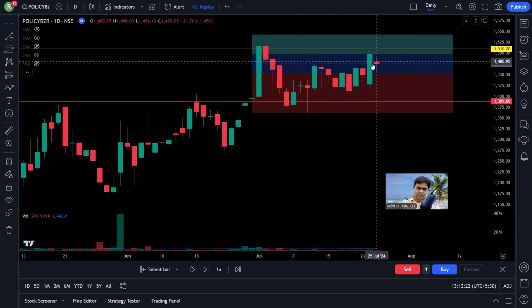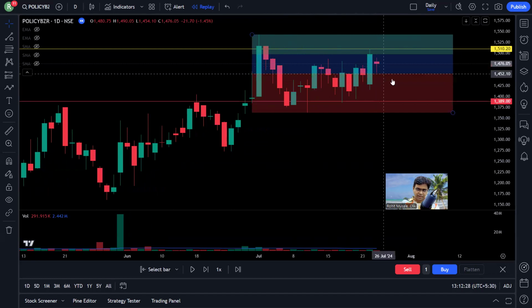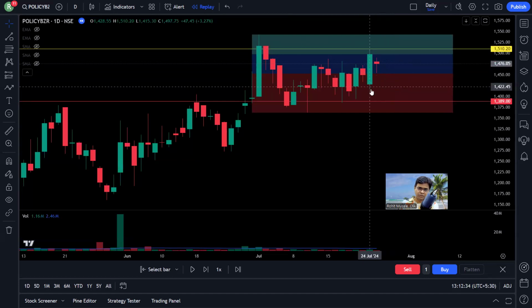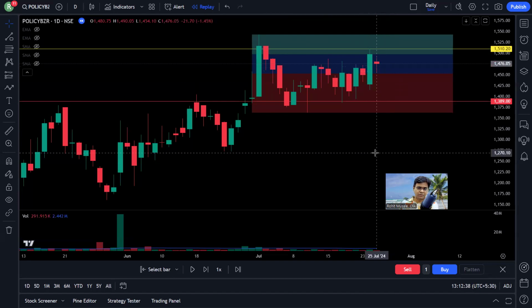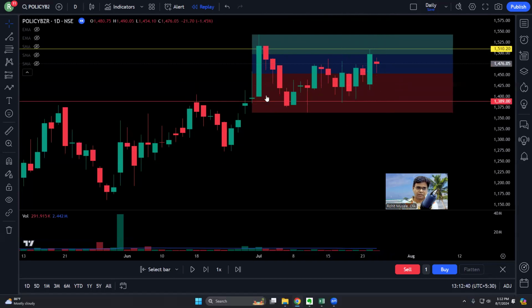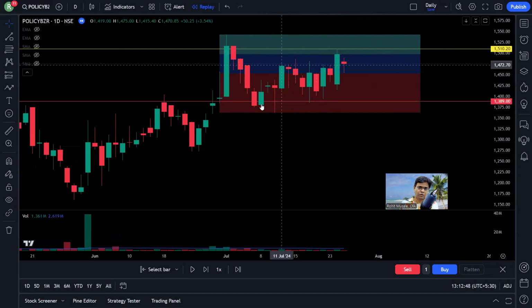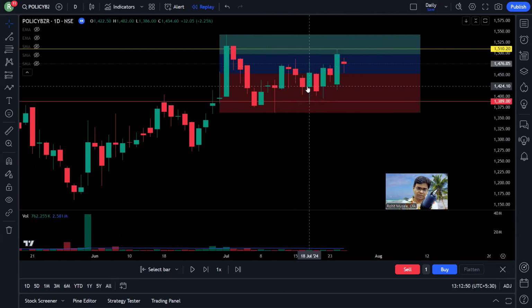One good point is I saw this mother baby candle combination. Mother baby candle combination means this is an inside bar, as they call in Western technical analysis. The entire range of this candle is within the range of this prior candle. So mother baby candle combination is very, very powerful. There is a breakout very likely after a mother baby candle combination. So that is another reason why I probably would have ignored the price action here.